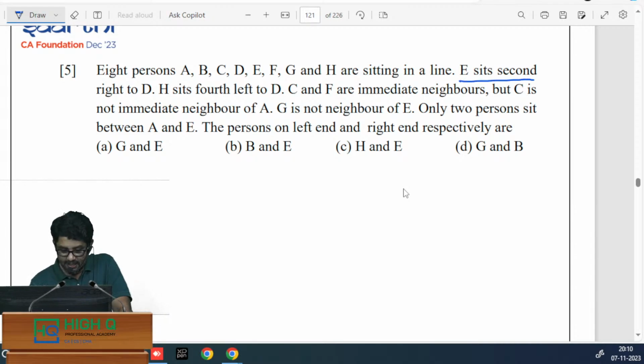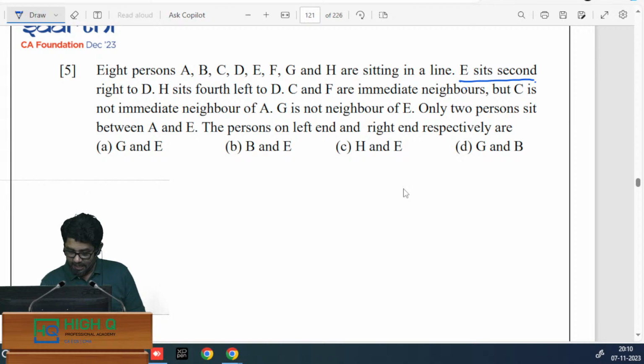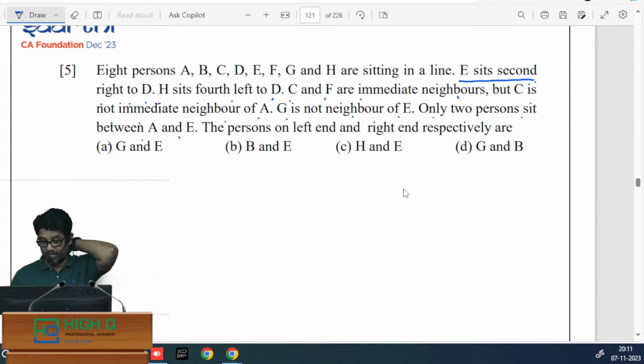E sits second to the right of D. My dear, positions fixed. Okay, when the positions are fixed, start from there. E sits second to the right of D. H sits fourth to the left of D. C and F are immediate neighbors, but C is not immediate neighbor of A. G is not neighbor of E. Only 2 persons sit between A and E. The persons on the left and the right end respectively.